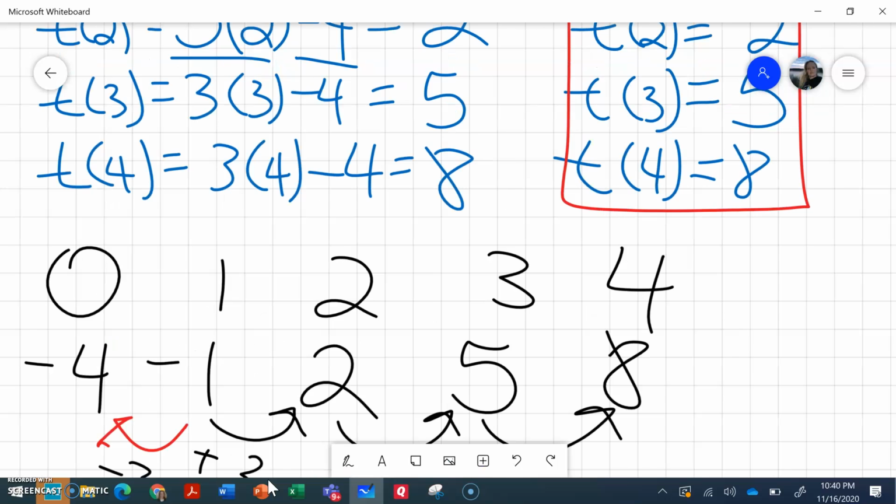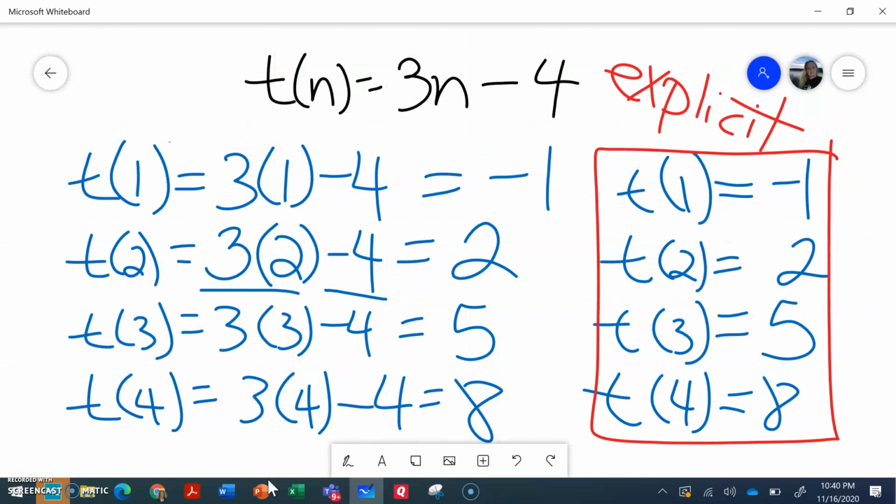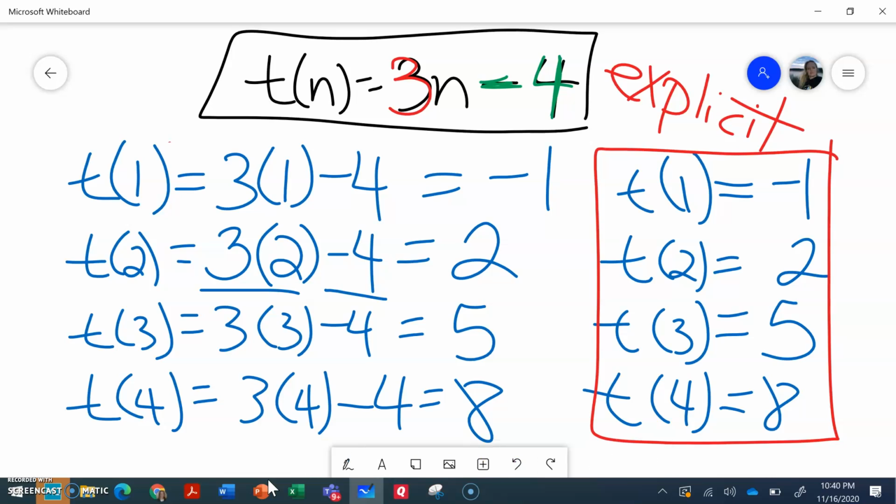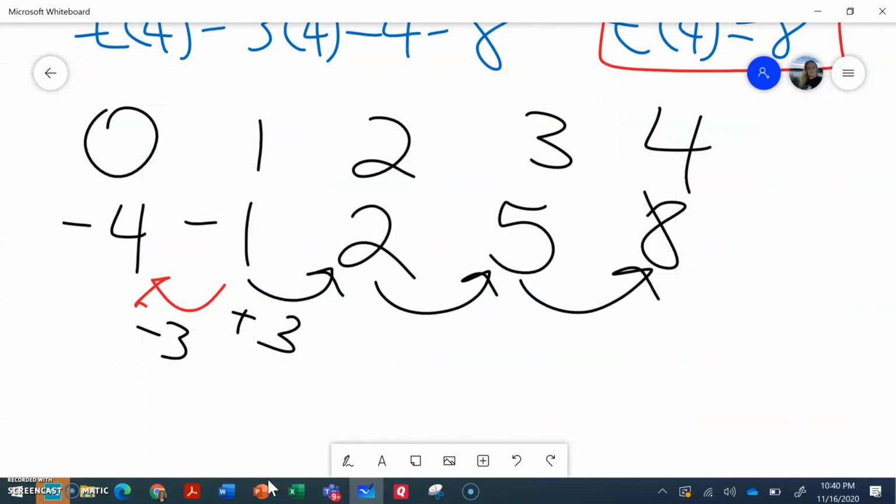You should see something. Here's my equation up here. Do you recognize the 3 in our pattern? Oh yeah, that's the common difference. And this -4, oh yeah, that's our start value. So we should be able to see some similar stuff. We're just going backwards and forwards. I'm going to come back down here now.